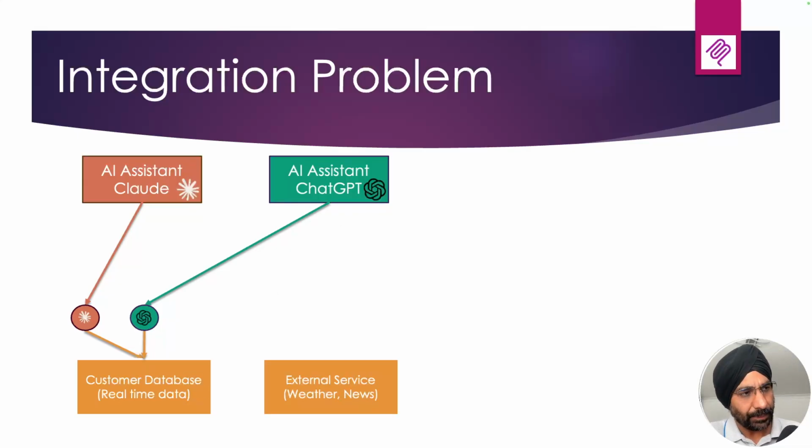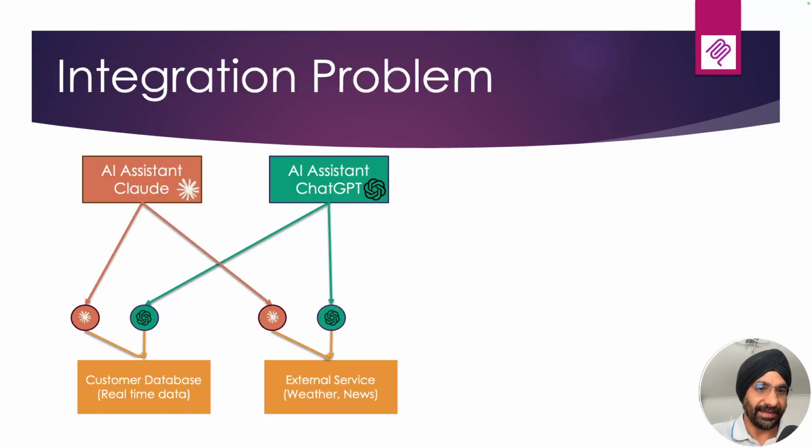Now let's say, hypothetically, I have to connect another service to my AI applications. Let's say I have to give some sort of news information, some weather data, etc. What do I have to do? Again, yes, you got it. I have to build another integration, connect these pipes, boom, my data is now reaching these AI assistants.